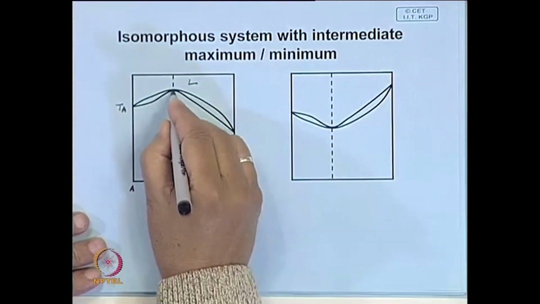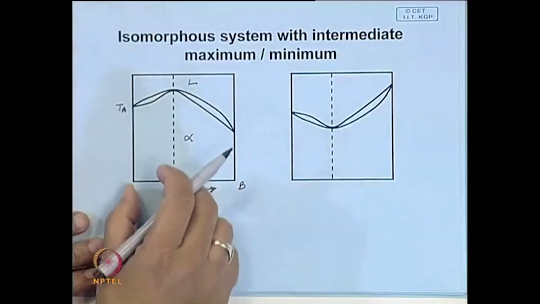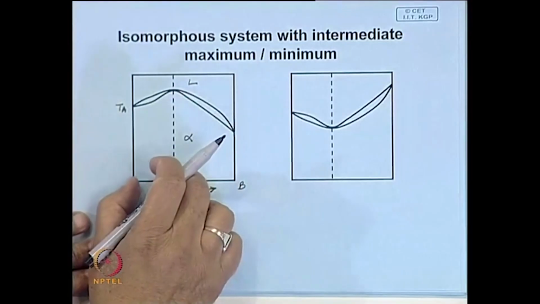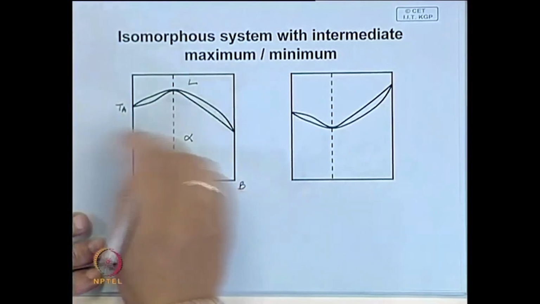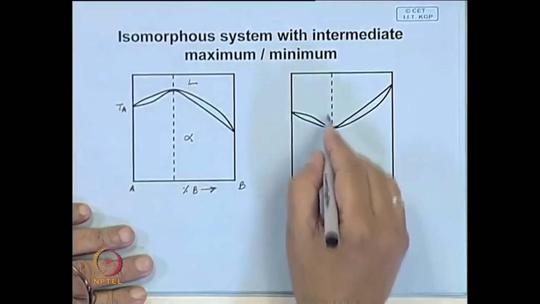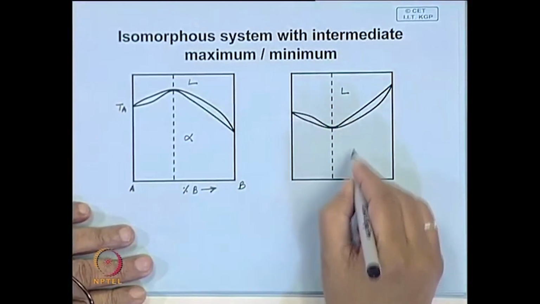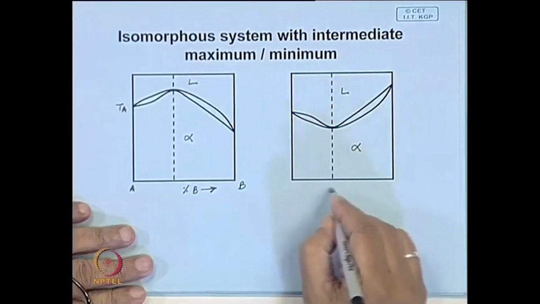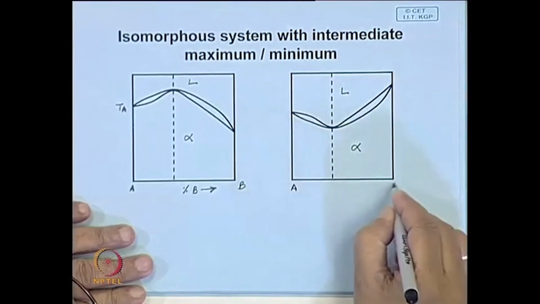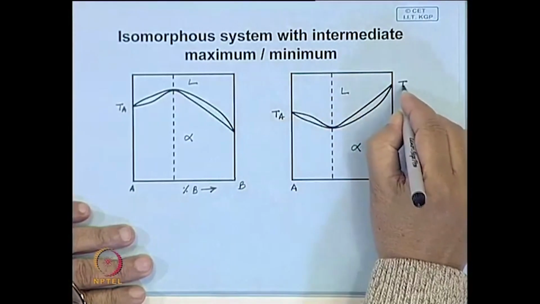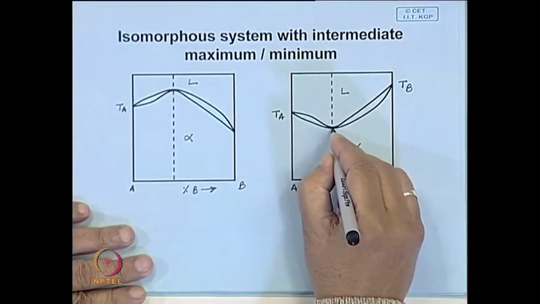Now, here you have a maximum, so you can look at it as if it is two isomorphous systems, one on this side, another on this side. You can also have a similar case like this. Here you have liquid, here you have alpha, this is pure A, this is pure B, the melting point of A, the melting point of B, and in between you have an alloy which melts in exactly the same way as a pure metal.